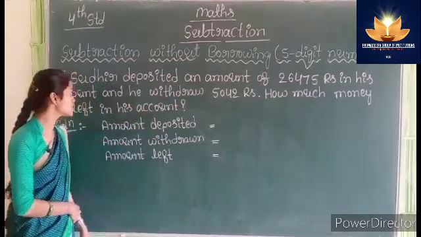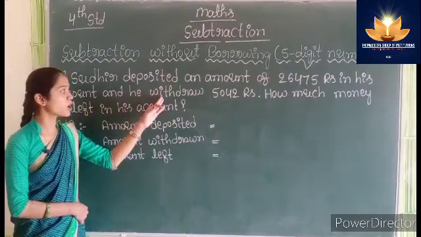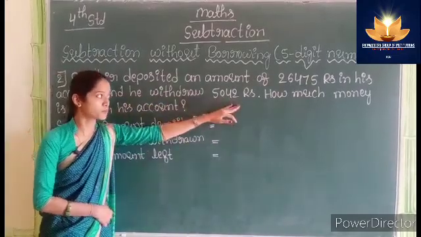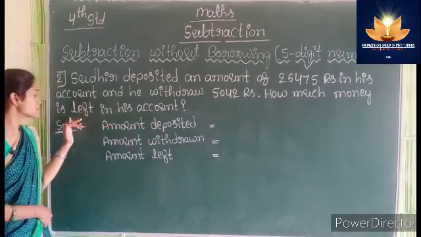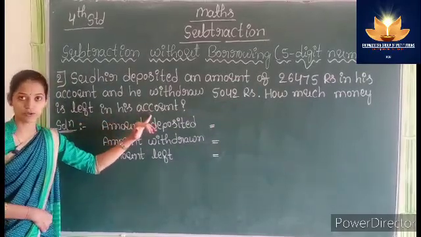Sudhir deposited an amount of 26,475 rupees in his account and he withdrew 5,042 rupees. How much money is left in his account?